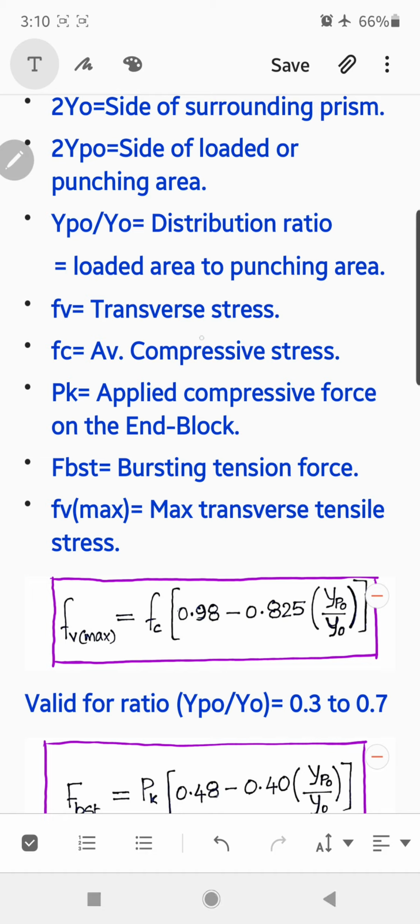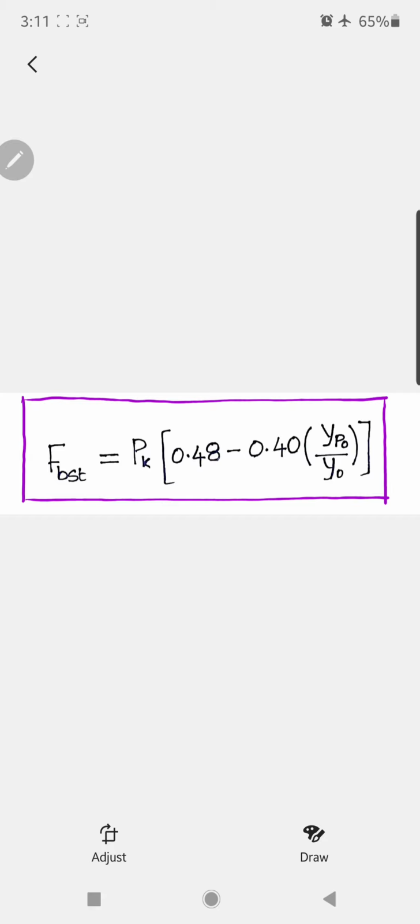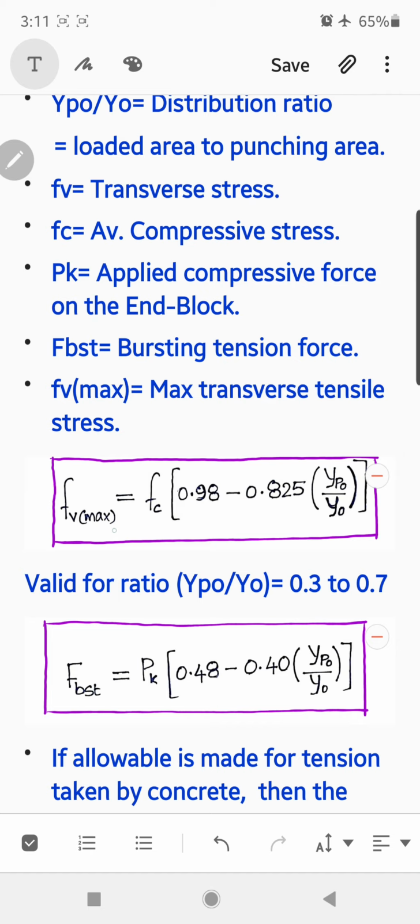Pk is nothing but the applied compressive force on the end block. We took it as P in case of Guyon's method and Magnus method. Now here it is Pk, which is the compressive force on the end block. Fbst is the bursting tension force. We took it as Pbst in the Guyon's method. So this Fbst is calculated using this equation: Fbst is equal to Pk into 0.48 minus 0.4 Yp0 by y0. This is valid for a ratio of Yp0 by y0 between 0.3 to 0.7.